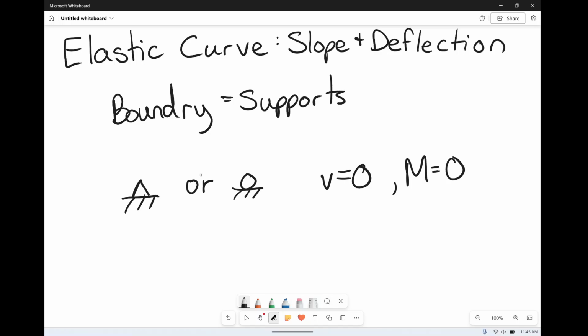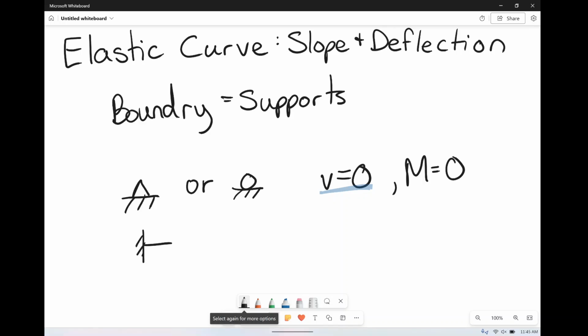Now, the no moment part doesn't really help us if we already know the moment equation in terms of x, but if we're going to be doing double integration from the load to get to the moment, then you'll need that to solve for constants of integration to get the moment equation, and then using double integration again, you're going to need to use our deflection part to get the constants of integration for slope and deflection.